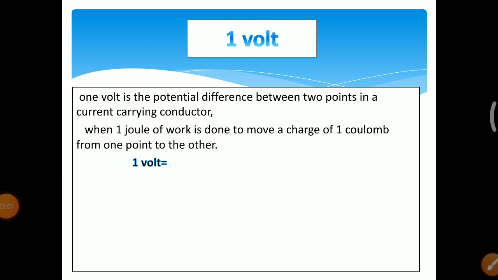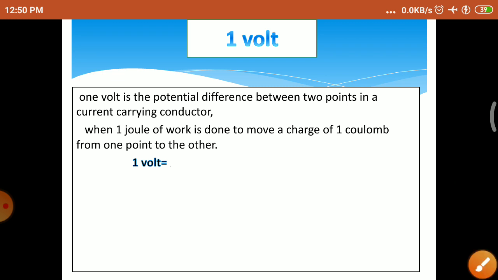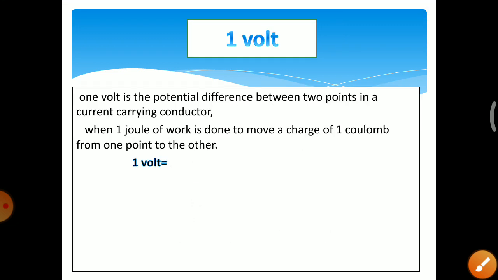So what is meant by 1 volt? 1 volt is the potential difference between 2 points in a current carrying conductor when 1 joule of work is done to move a charge of 1 coulomb from one point to another.